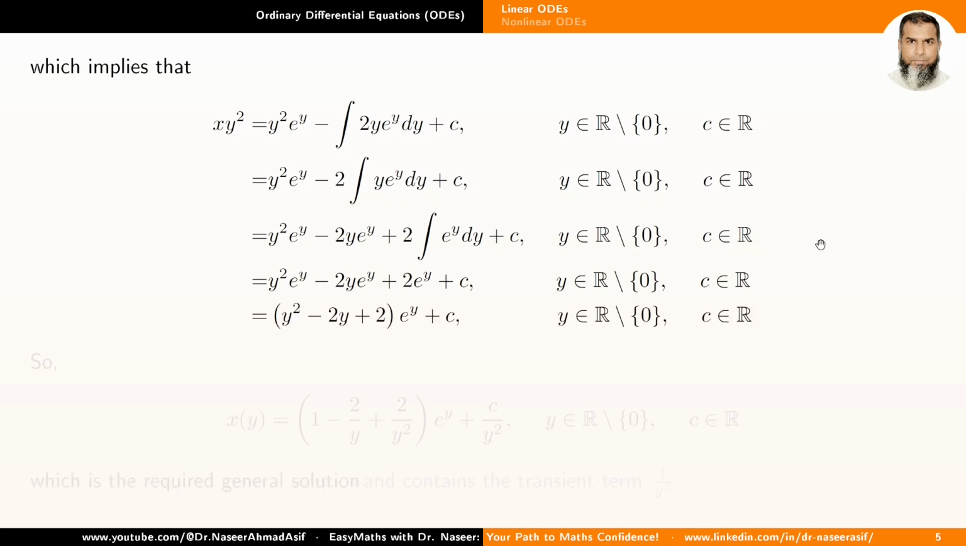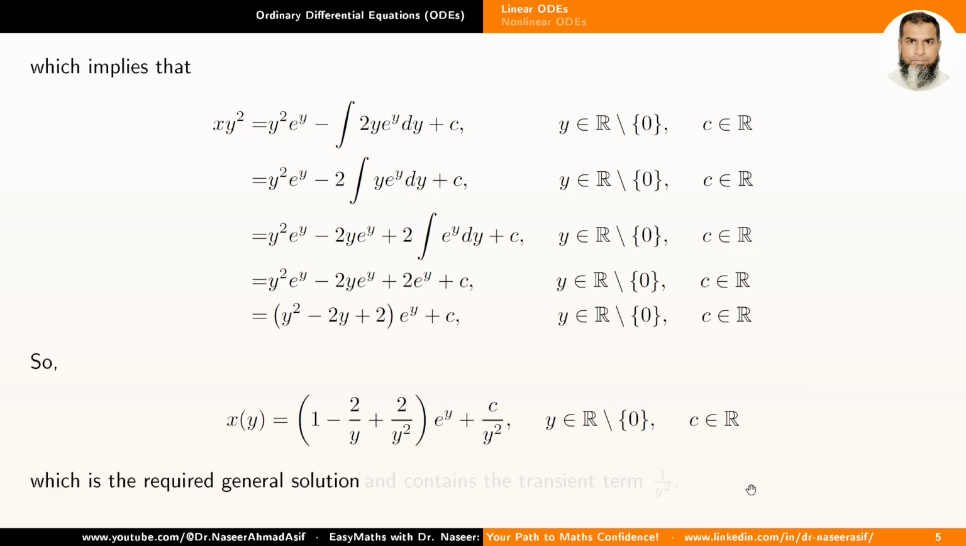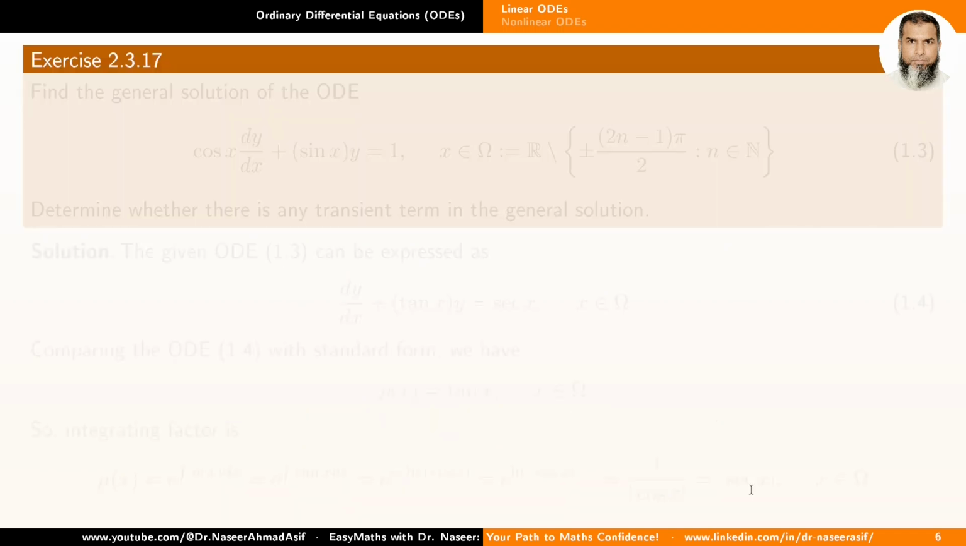So x y square is equal to y square minus 2y plus 2 into exponential y plus c, where y belongs to R other than 0 and c is the arbitrary constant. Now dividing this by y square, we have x of y is equal to 1 minus 2 over y plus 2 over y square into exponential y plus c over y square, where y belongs to R other than 0 and c is the arbitrary constant, which is the required general solution and contains the transient term 1 over y square. Well, see another exercise.